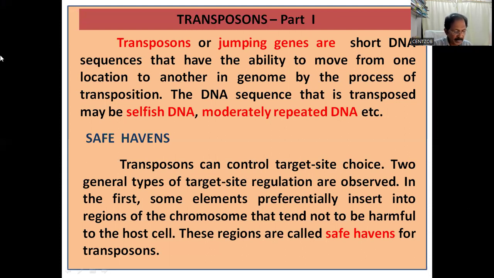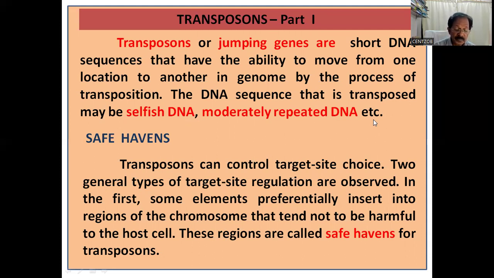Transposons, or jumping genes, are short DNA sequences that have the ability to move from one location to another in the genome by the process of transposition. The DNA sequences that are transposed may be selfish DNA, moderately repeated DNA, etc.